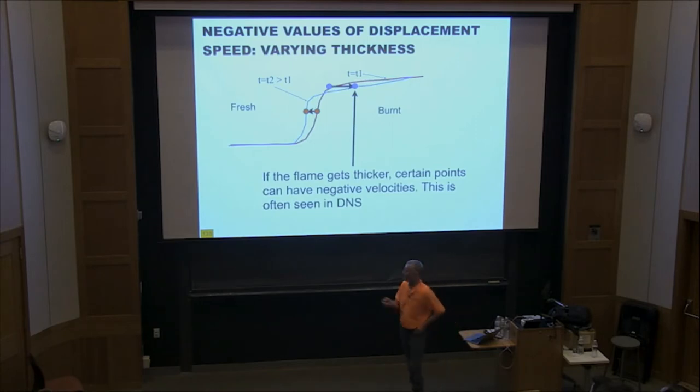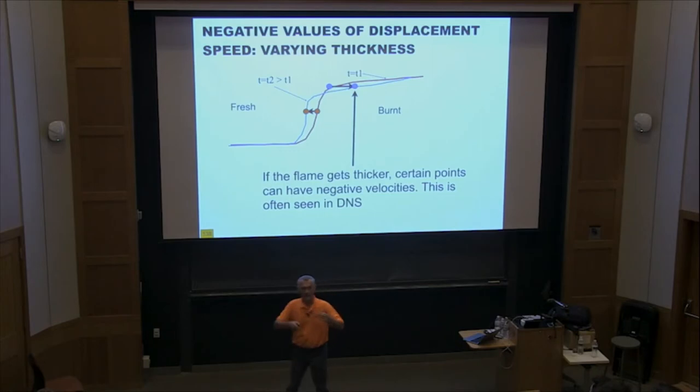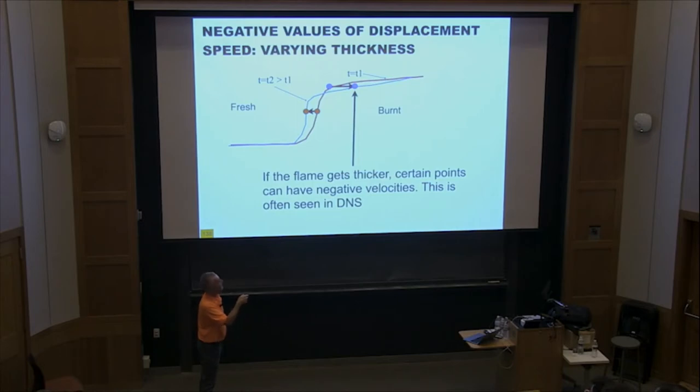The other thing which can happen is that if you have a flame where the thickness is changing, there are certain points where, you know, the displacement speed is going in the wrong direction. Those are negative events. So this point is propagating left compared to the flow, but this one is actually propagating in the wrong direction. So displacement speed can take negative values.